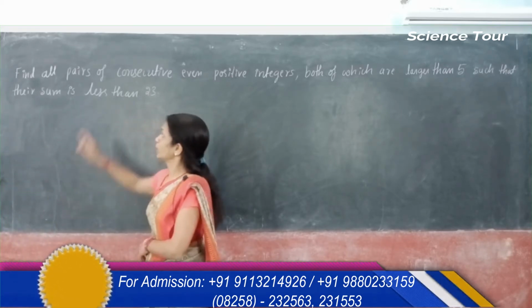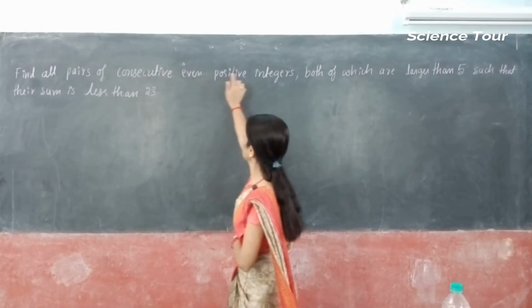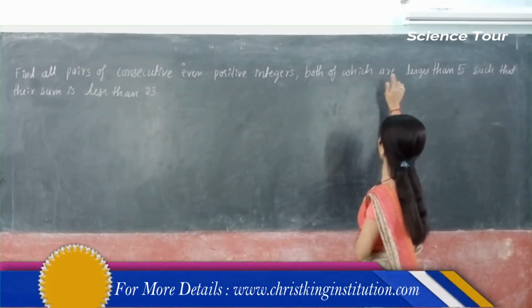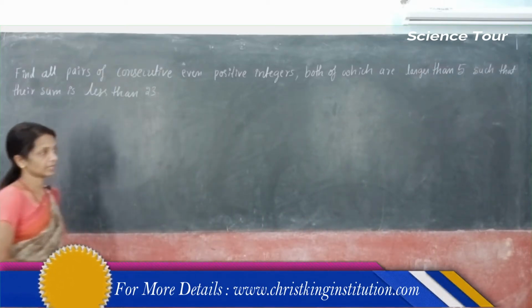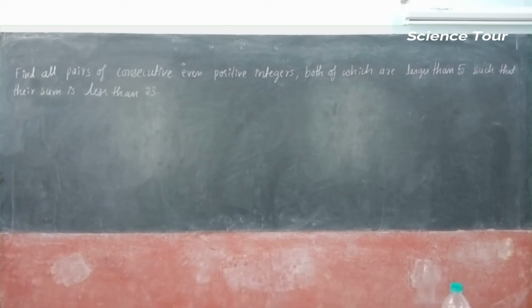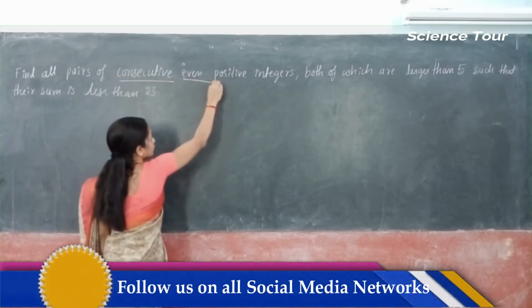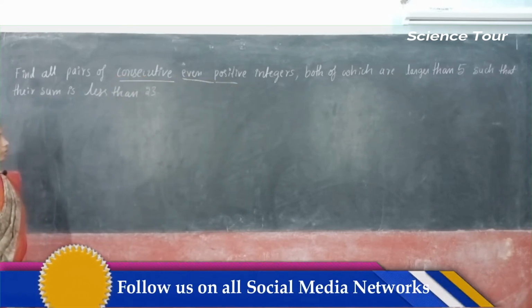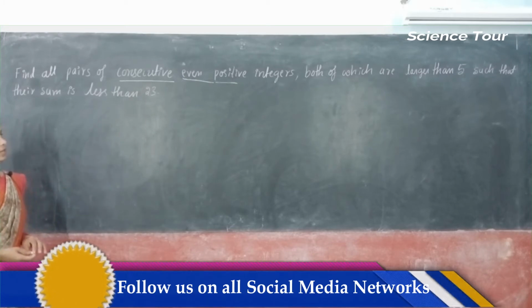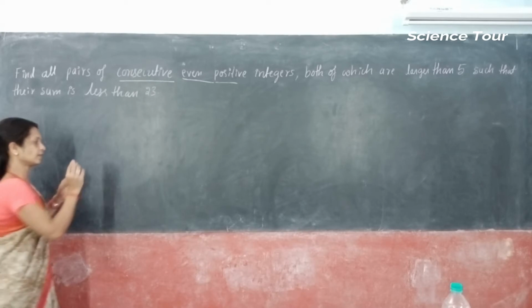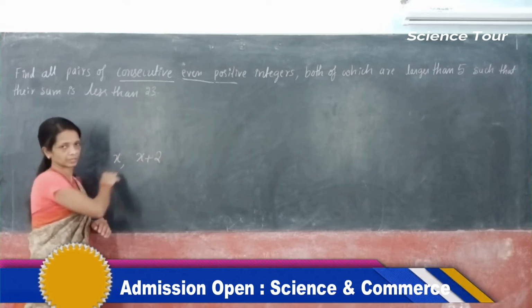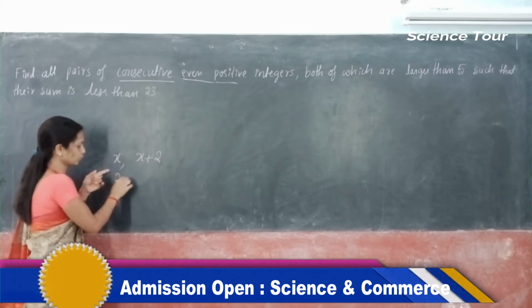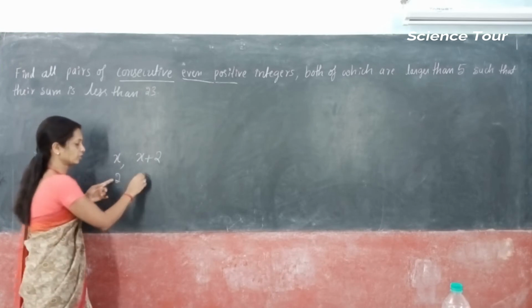Next one is: find all pairs of consecutive even positive integers, both of which are larger than 5, such that their sum is less than 23. Okay, same type as the previous problem. Now you have to find pairs of consecutive even positive integers. Consecutive always means continuous. Two consecutive even positive integers will always be in the form x comma x plus 2. For example, if you take 2, what will be the next even integer? That is 4, right?